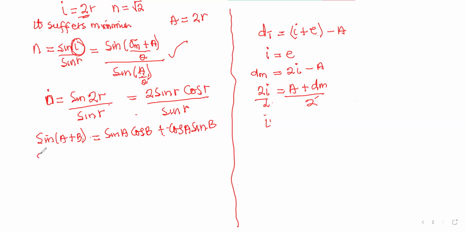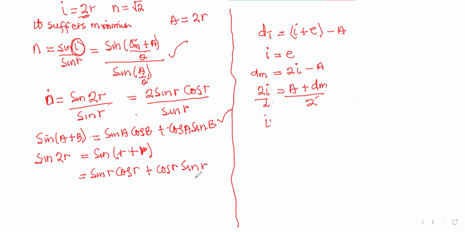Over here, sine 2R is the same as sine of R plus another R. So if we use this rule to expand it, we'll have sine of R times the cosine of R plus cosine of R times the sine of R. And multiplication is commutative, so this is the same as 2 times sine R times the cosine of R. And this is the expansion of sine 2R.